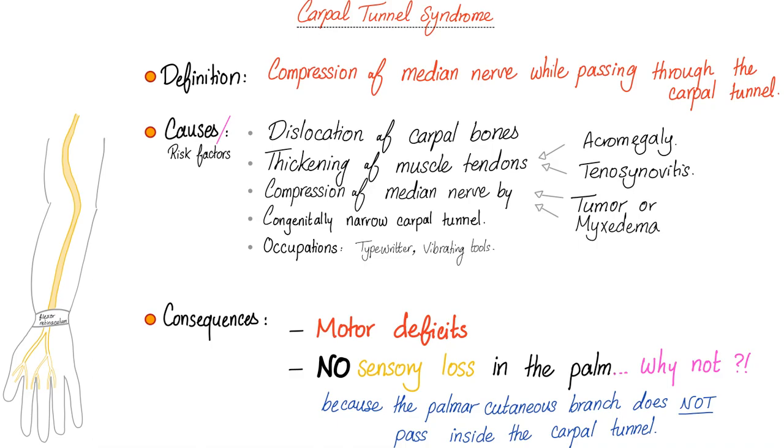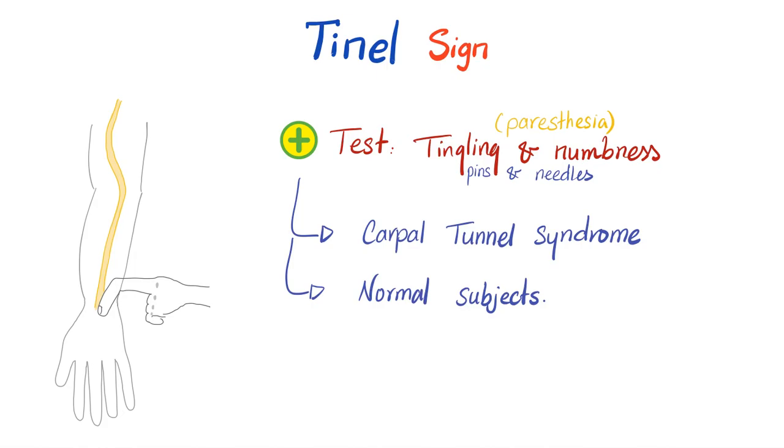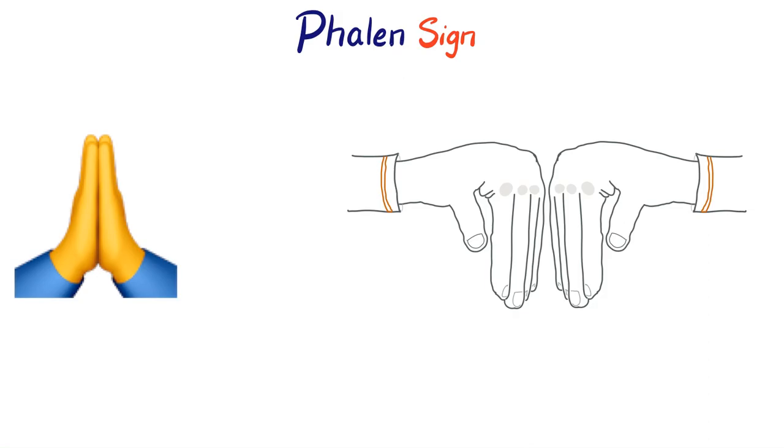Tinel test, discussed before: you tap on the flexor retinaculum. A positive test: doctor, I feel pins and needles. This is called paresthesia, or tingling and numbness. This can happen in carpal tunnel syndrome, but it can also happen in normal subjects. Now it's time for the Jimmy Phalen sign. Just joking, the Phalen maneuver.